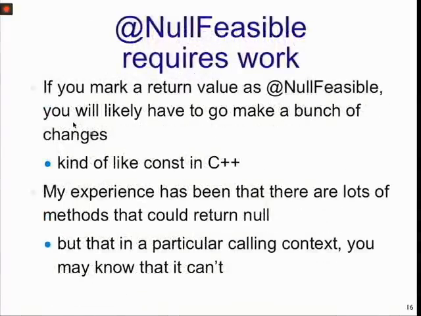Okay. So actually having tried to apply this, if you mark that some value could return null, it tends to require work. It's sort of like marking something as const, right? I mean, this is semi-fun. You go to a method and say, oh, this method could return null. So you mark it as null feasible. And then you find out, oh, well, this method returns the value of that method. So you have to go mark that one. You get this whole propagation that's a little bit similar to what happens when you use const in C++.